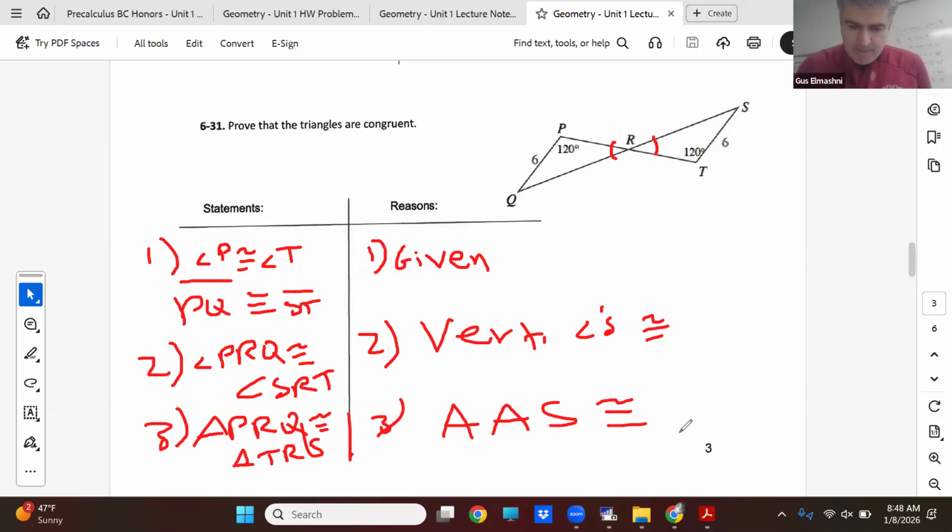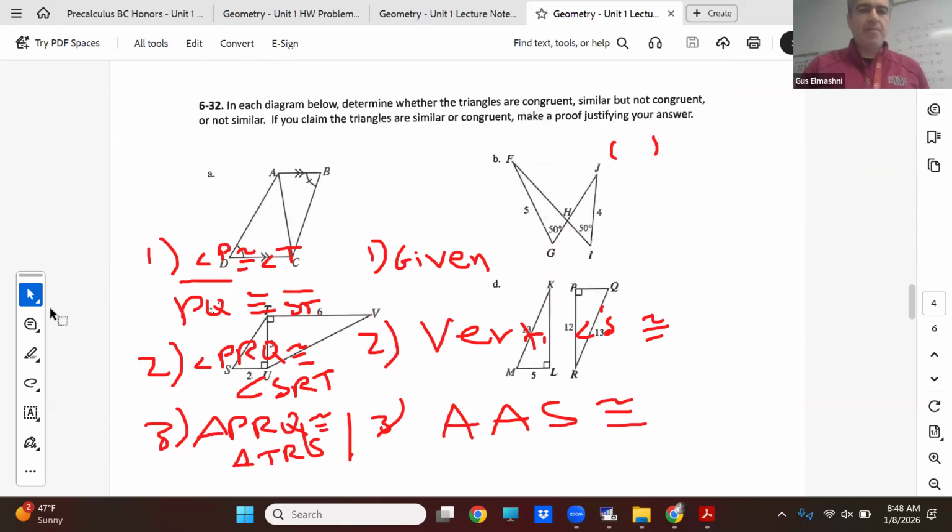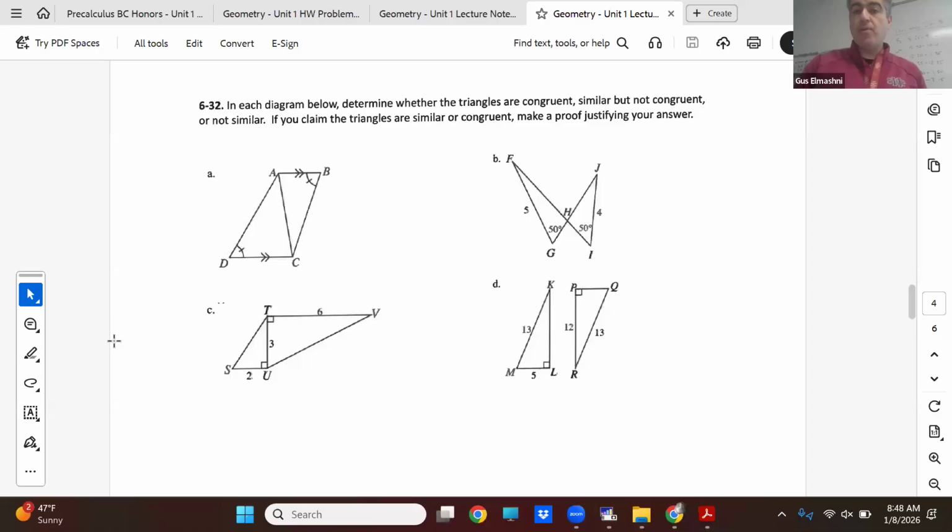Let's see here. 6.3.2. Okay, so first off, determine if each pair of triangles are congruent, similar but not congruent, or neither. If you claim they're similar or congruent, let's make a proof. I'll tell you that two of these are okay, two of these are not. So which two are congruent?